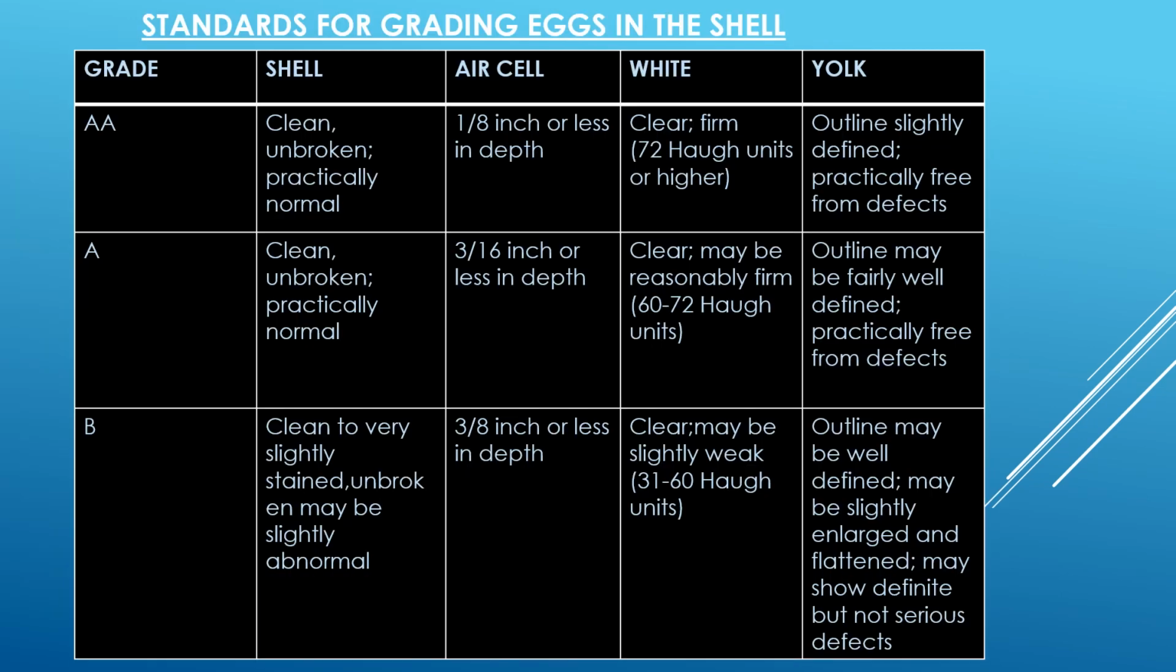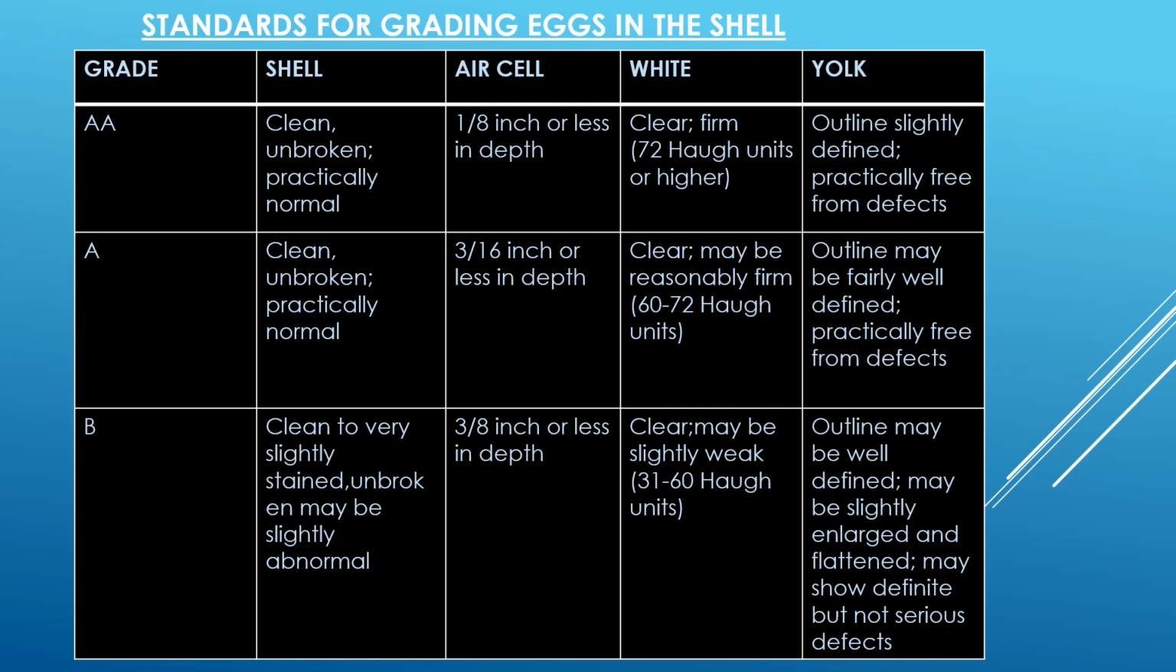The standards for grading eggs in the shell. For an AA grade egg, the shell is clean, unbroken, practically normal. It has an air cell of 1/8 inch or less in depth, while the white is clear, firm, 72 Haugh units or higher. The yolk is outlined, slightly defined, practically free from defects.